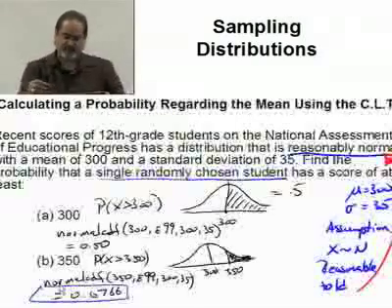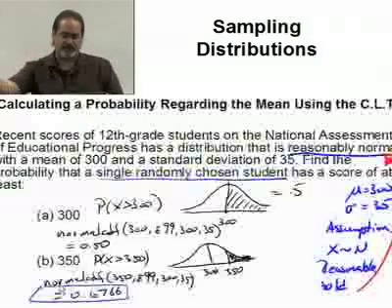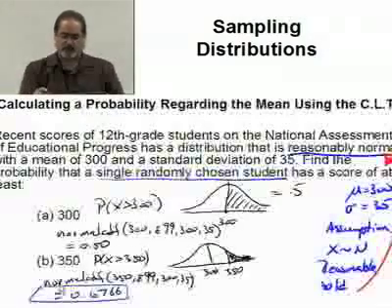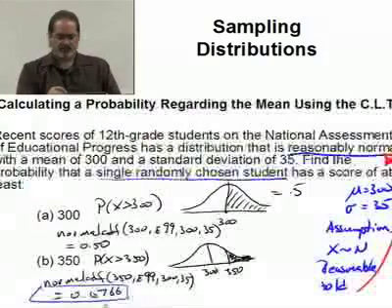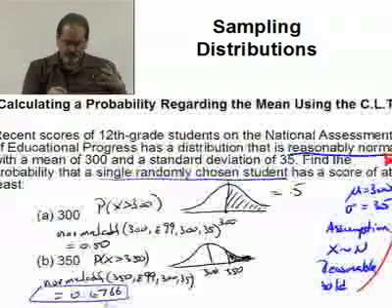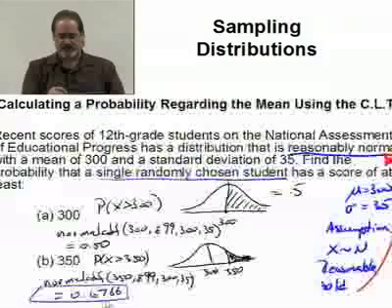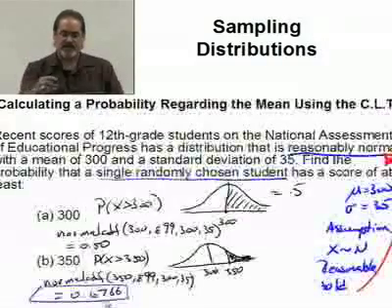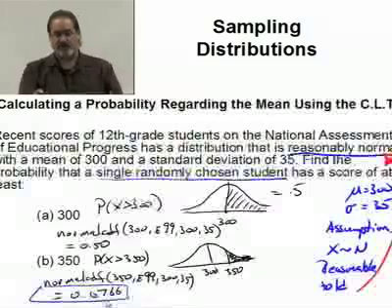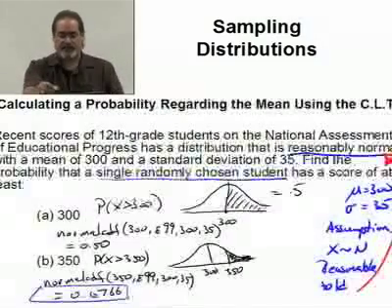So based on this information, the probability that a randomly chosen student would have a score of at least 350 is a little over 7%, 0.07. Another interpretation is roughly 7.6% of all the students had scores greater than 350. Now, what did that have to do with the central limit theorem? Nothing. Absolutely nothing at all.